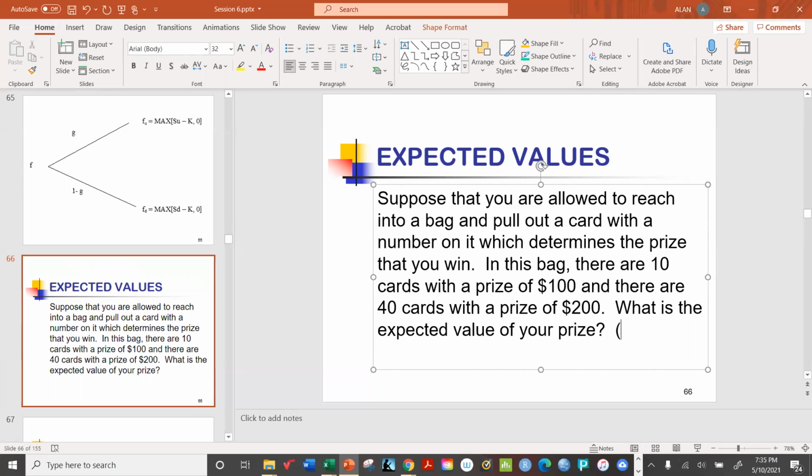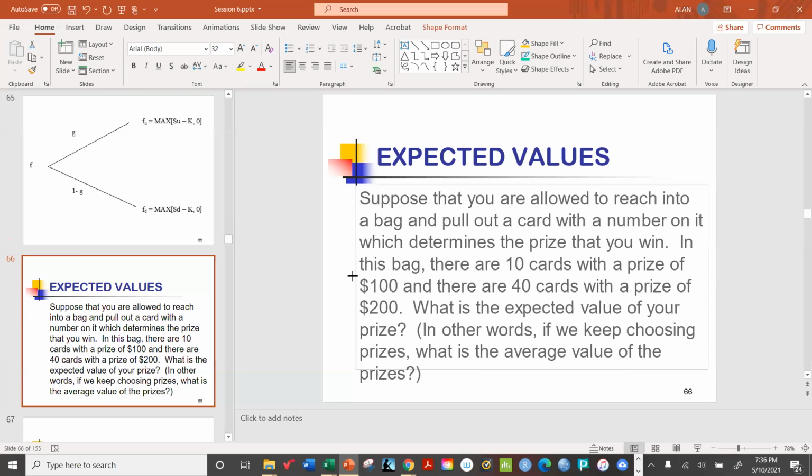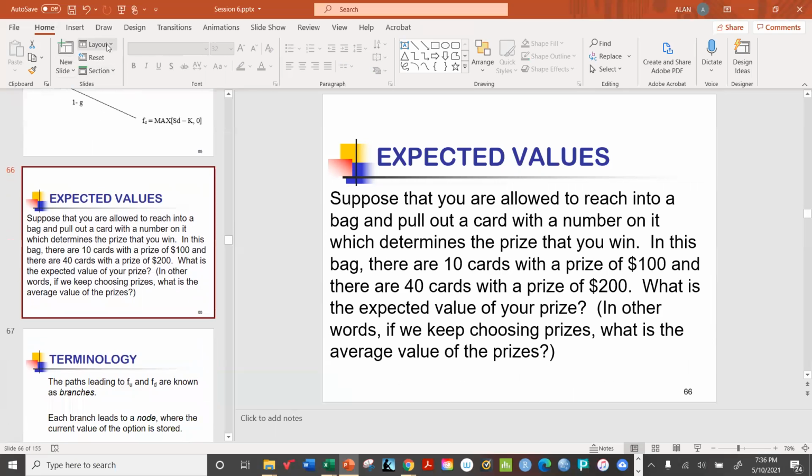In other words, if we keep choosing prizes, what is the average value of the prizes? So how would you approach something like this? Well, what we can do is the following. Let's make up a little chart.